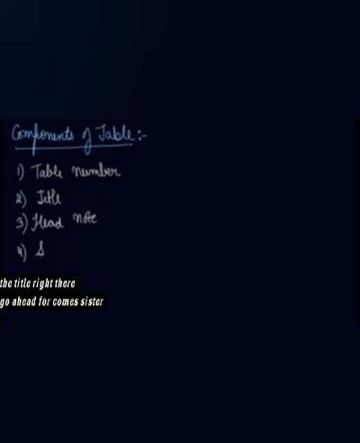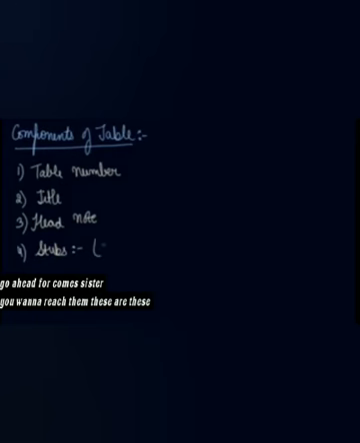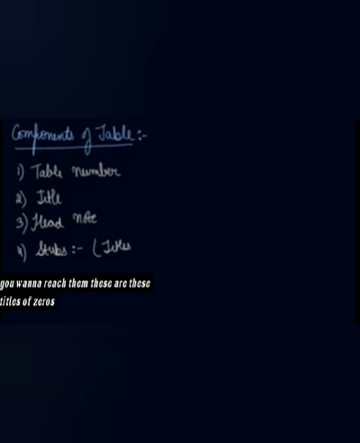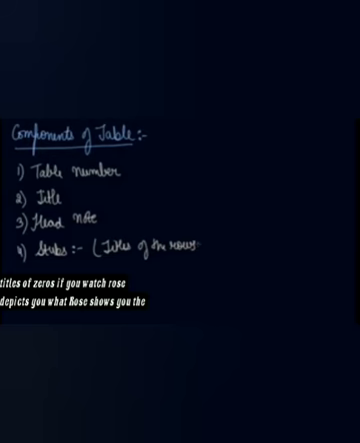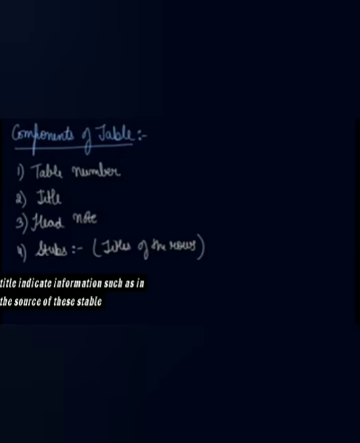Fourth comes the stubs. See, what are the stubs? These are the title of the rows. Like what rows depicts you, what rows shows you. These titles indicate information contained in the rows of the table.